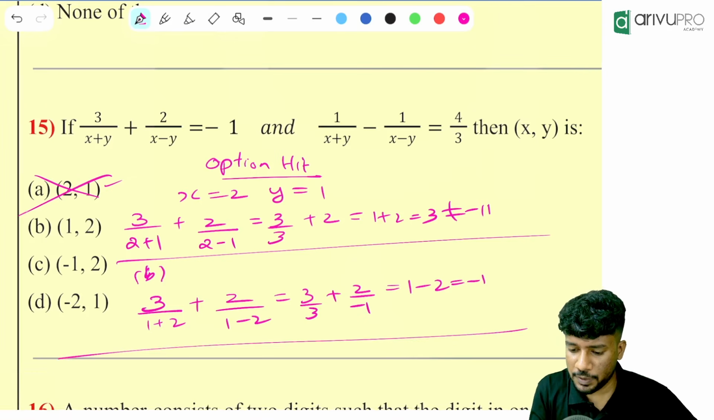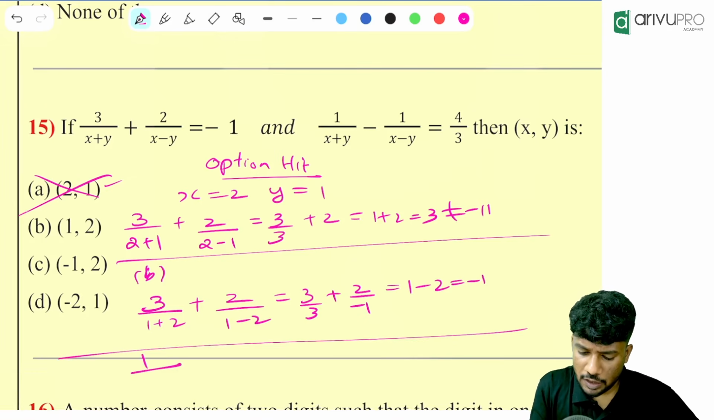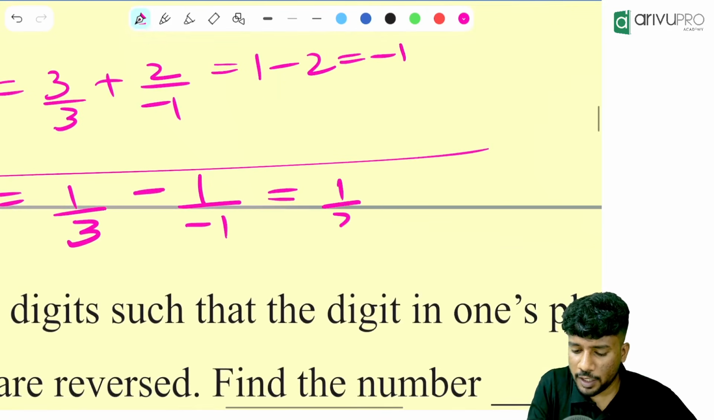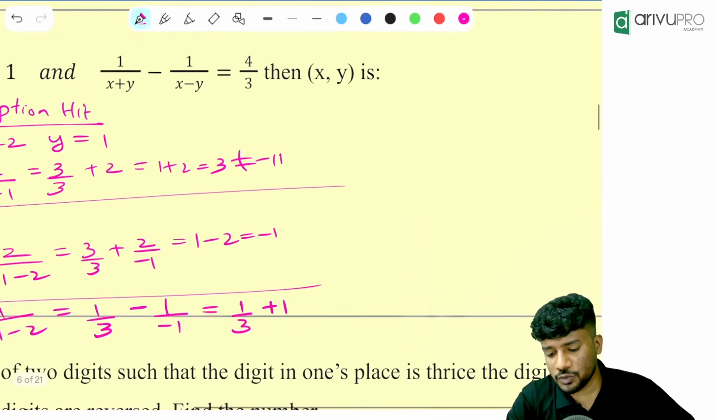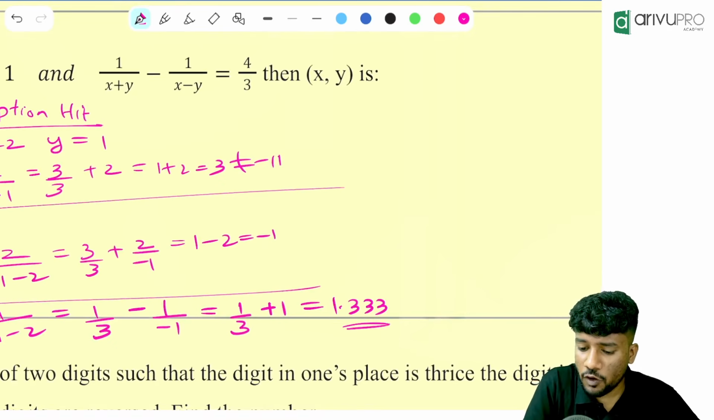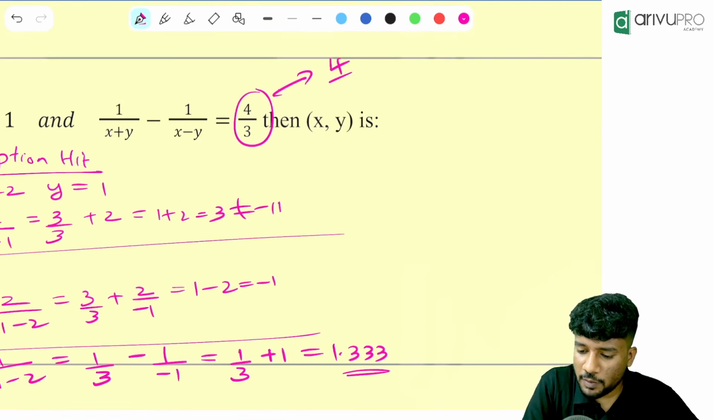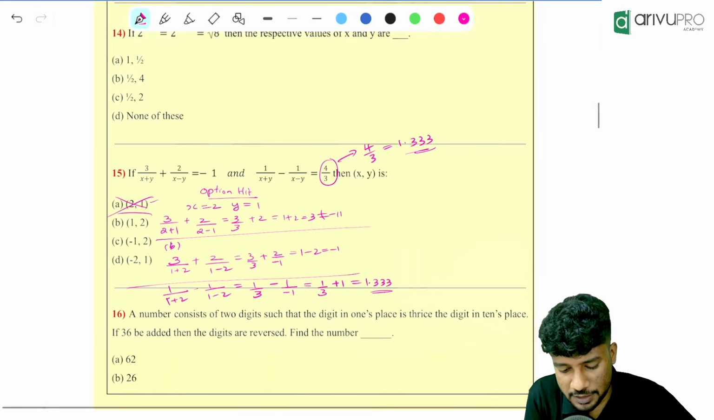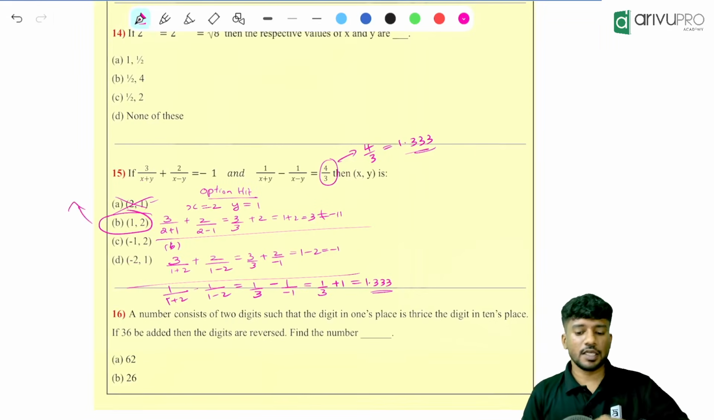Second equation is what, people? 1 divided by 1 plus 2 minus 1 divided by 1 minus 2, which is equal to how much, people? 1 divided by 3 minus 1 divided by minus 1. Minus and minus will become what, people? Plus 1. Now take your calculator and do that. 1 by 3 plus 1 is how much? 1.333. Now 4 by 3 is how much, people? 4 divided by 3 is also 1.333. If you are taking LCM also, you would have got the same answer. Which option is the answer? Option B is the answer.